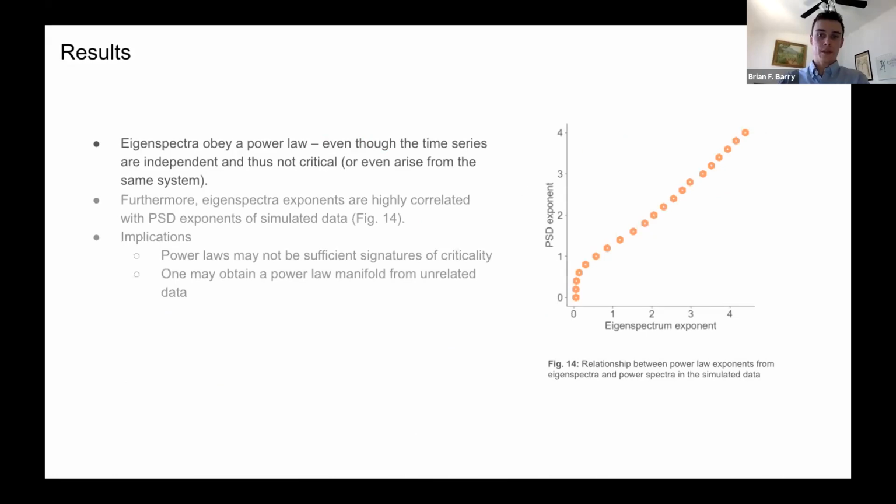When comparing the 2 exponents, with the eigenspectrum exponent on the x-axis and the power spectrum exponents on the y-axis, we see that these two exponents are highly correlated to one another. So the takeaway here is that more robust measures of criticality should be investigated besides just power laws, because the power laws in the eigenvalue spectrum and the interspectral correlations seem to be necessary but not sufficient measures of criticality. Another possible implication here is that the neural manifolds that we obtain from our data may be from non-critical or even unrelated activity.